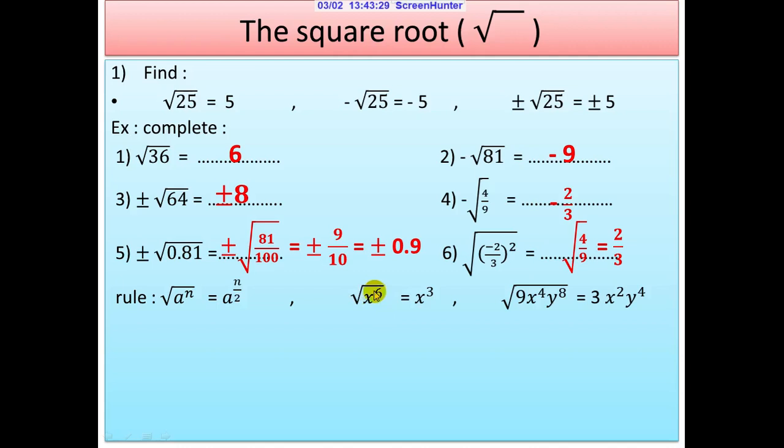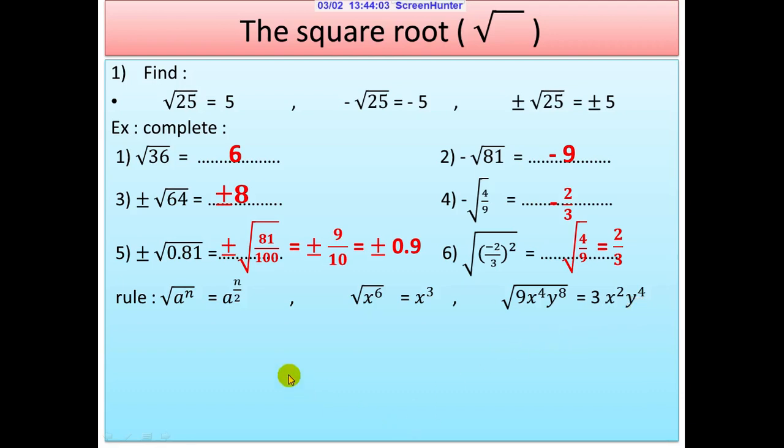So when we find the square root of any symbol raised to any power, we divide this power by 2 to find the right answer. If we have here the square root of 9, x raised to power 4, y raised to power 8, we try to find the square root of each one alone. I mean we find the square root of 9, it will be equal to 3. Square root of x raised to power 4 will be x raised to power 2 because we divided its power by 2. Y raised to power 8 will be equal to y raised to power 4.